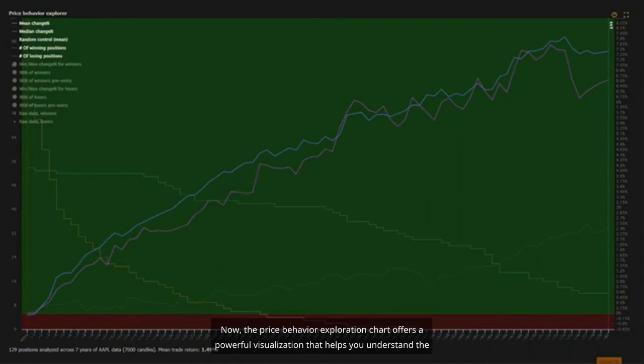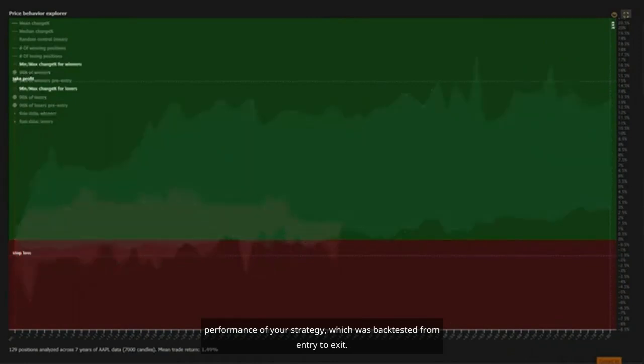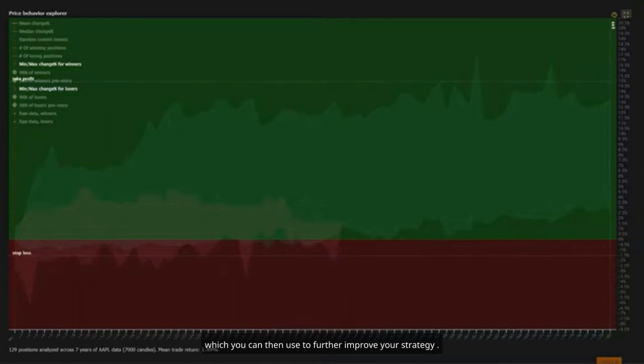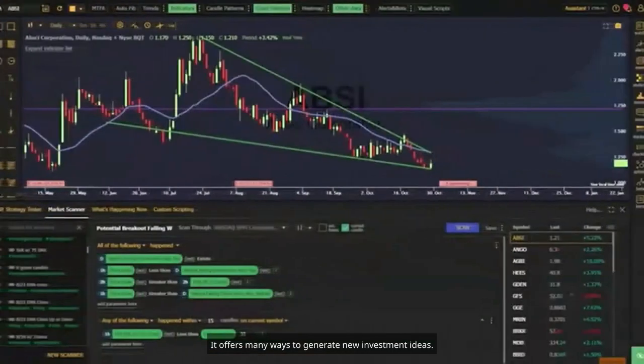Now, the Price Behavior Exploration chart offers a powerful visualization that helps you understand the performance of your strategy, which was backtested from entry to exit. It allows you to measure a wide range of statistics to understand the potential path the price will take, which you can then use to further improve your strategy. It offers many ways to generate new investment ideas.